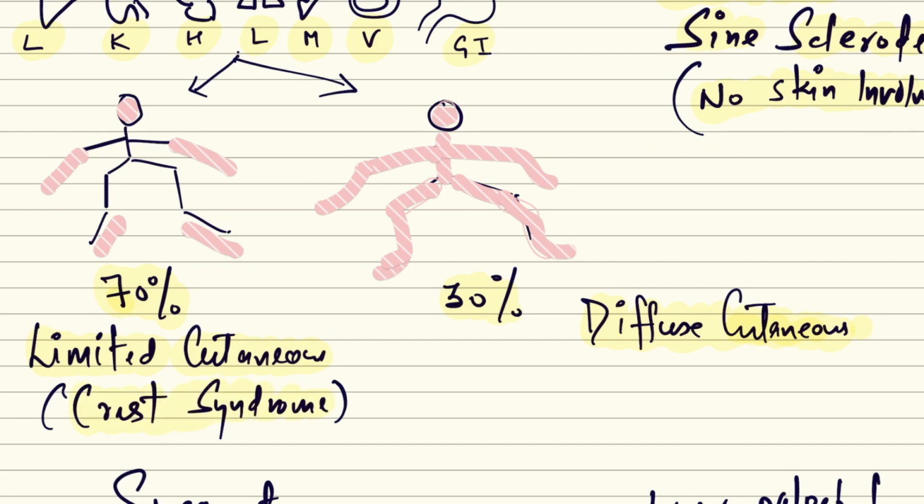In limited cutaneous scleroderma, you find the skin involvement is just below the knee and below the elbow, and the face is always involved in limited cutaneous. While in the diffuse cutaneous variety, initially the fingers are involved, followed by the trunk and face, and gradually the whole body is involved in diffuse cutaneous systemic sclerosis.